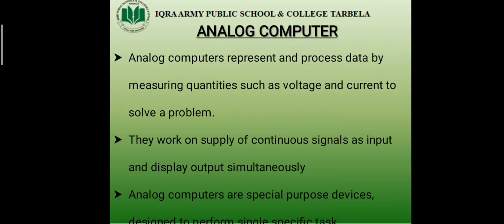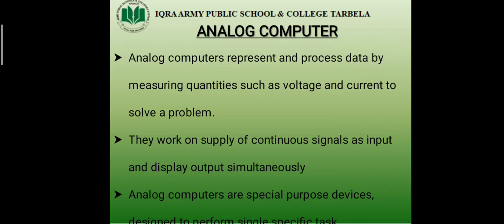The first one is analog computers. First of all, we will define the analog computers. Analog computers represent and process data by measuring quantities such as voltage and current to solve a problem. And when we talk about the analog computer, they work on supply of continuous signals as input and display output simultaneously.